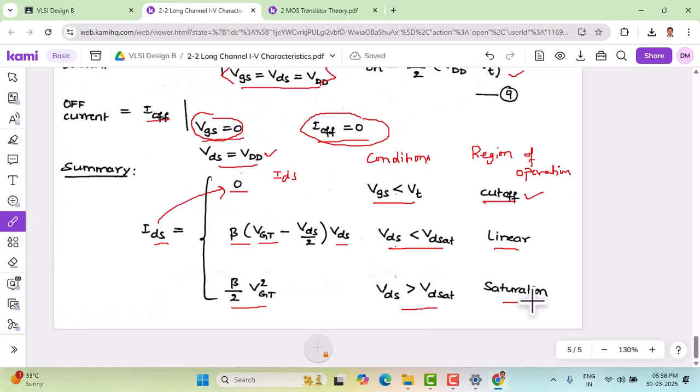With that, we have come to an end of deriving the transistor current equations in the three regions of operation. In the next class, we will expand on the characteristics of N channel and P channel MOSFET devices.